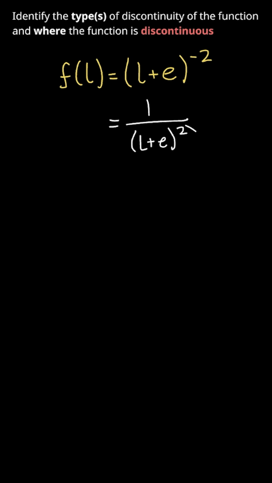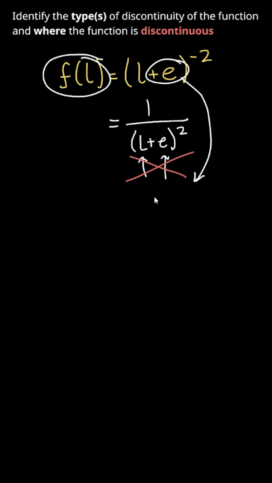Now here's the problem. What values of L make our denominator 0? Well, normally people would say, oh, well, there's 2 variables, so this isn't possible. Except that's not true. Because remember, the function is of L, but this e is Euler's number.